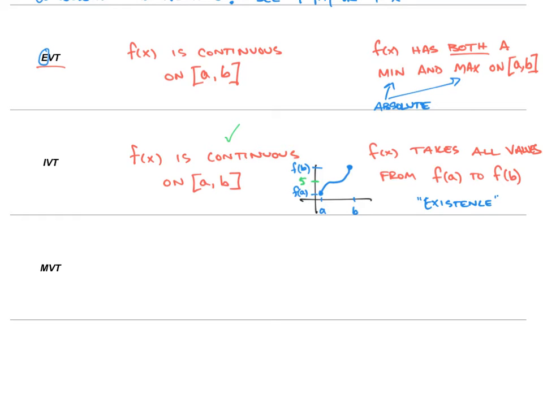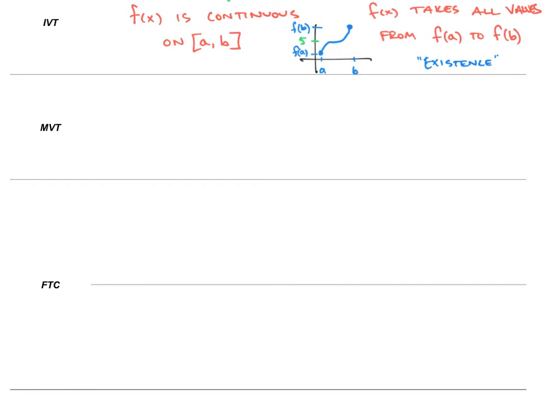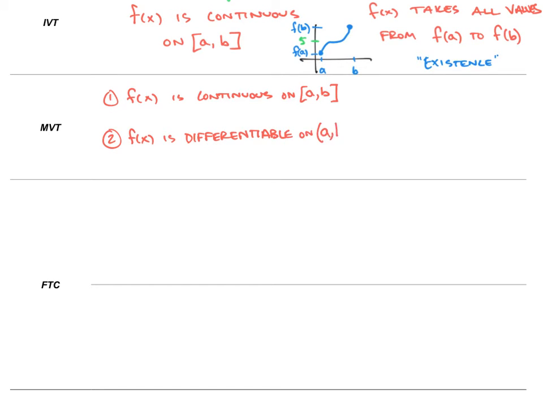All right, let's move down to the next theorem, the mean value theorem, MVT, and this is more appropriately known as the mean value theorem for derivatives, because there is also one for integrals. So, mean value theorem. This one requires two conditions. They are, so the function has to be continuous on the closed interval from a to b, and f of x has to be differentiable on the open interval from a to b.